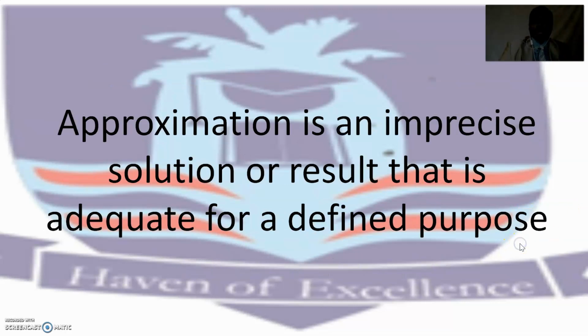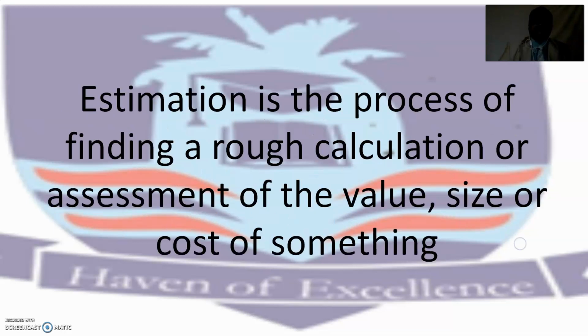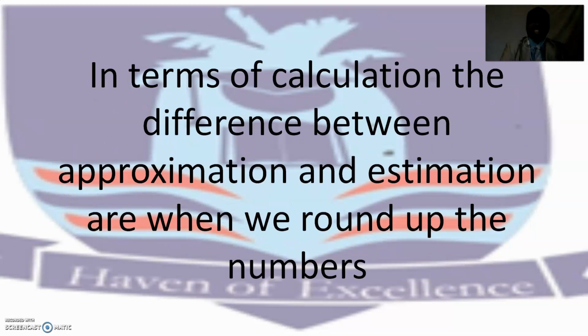What is approximation? Approximation, according to the dictionary, is an imprecise solution or result that is adequate for a defined purpose. And what is estimation? Estimation is the process of finding a rough calculation or assessment of the value, size, or cost of something. Now, these two terms may mean the same thing in different topics. However, in mathematics, there is a definite difference between approximation and estimation.